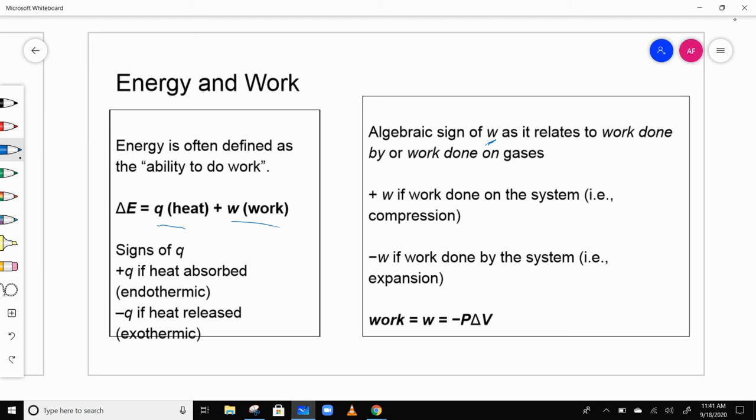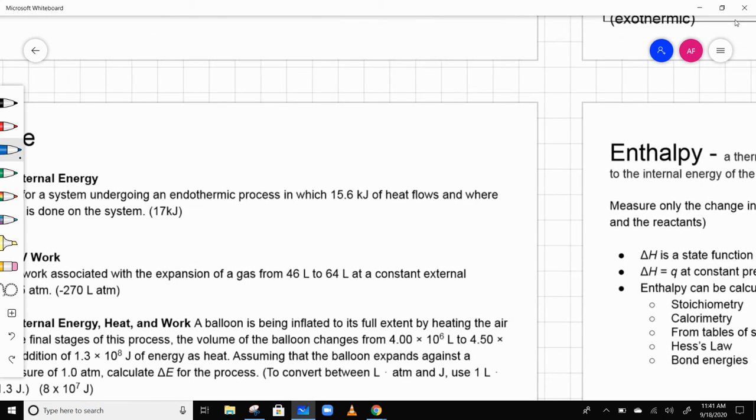The sign for W depends on whether work has been done by or on the system, or on the gas. If work is done on the system, like when we compress something, then work is positive. If work is done by the system, then it's negative. Work equals negative P delta V. You should memorize this. Sometimes there's a question on the AP exam about that, so do remember that.